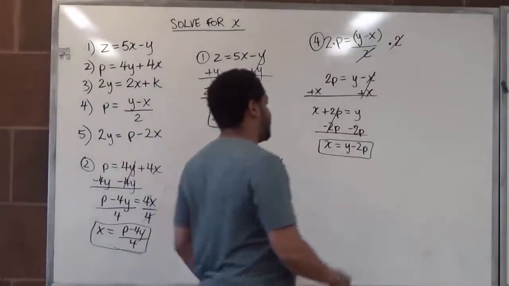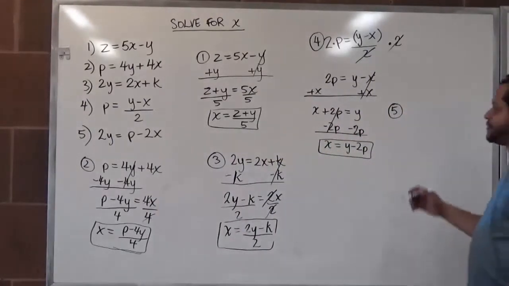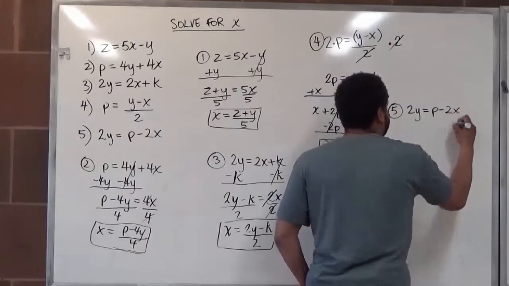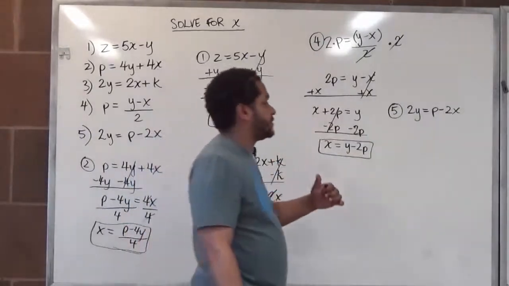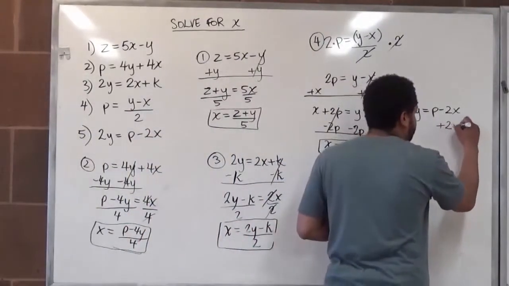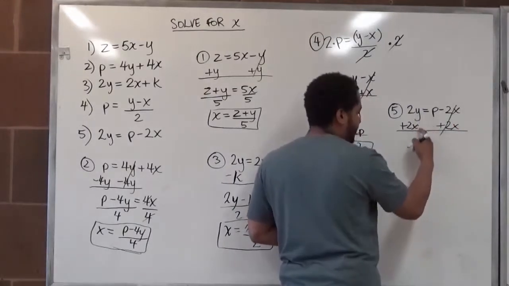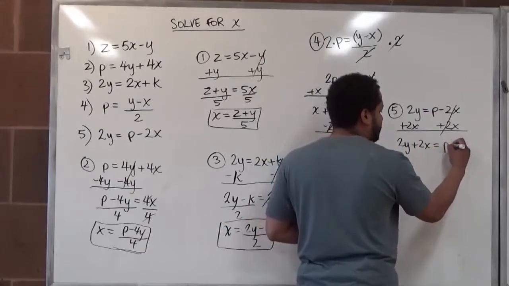Final problem here, number 5. We have the same issue. We have a negative 2x, right? So we have 2y's are equivalent to p take away 2x's. So our first step in this is going to be to take that 2x and move it over first. All right, so we can get it to be a positive. So we're adding 2x's to both sides. These will cancel. These can't add up. So we have 2y's plus 2x's are equivalent to p.